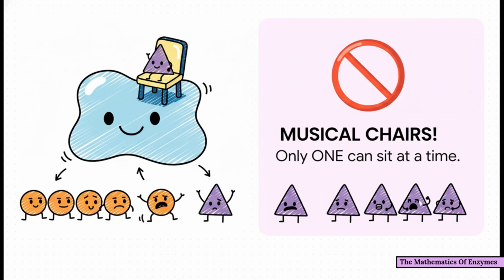First up, we've got competitive inhibition. In this case, the inhibitor molecule looks a whole lot like the enzyme's normal substrate. It's like a game of musical chairs. Both the substrate and the inhibitor are fighting for the exact same seat, the enzyme's active site. And the rule is simple: only one of them can sit there at a time.